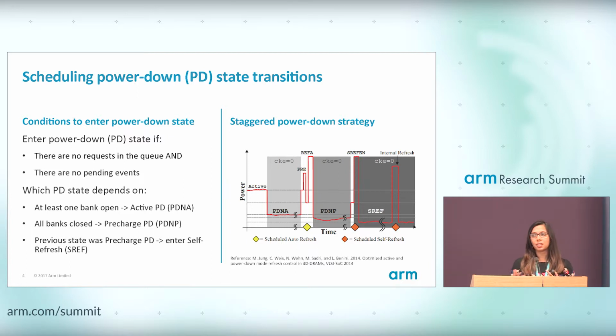So what are the conditions that we check in the controller to decide entry and exit? Really glossing over some of the details, the main thing we did is, if there is no activity in the DRAM, that is, the request queue is empty and there are no pending events. Examples of pending events are a refresh operation or an impending pre-charge. Then we decide to go into a power down state.